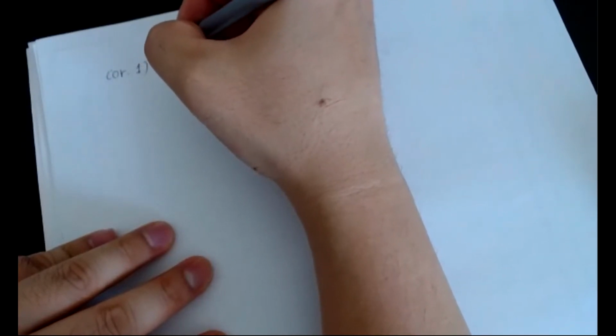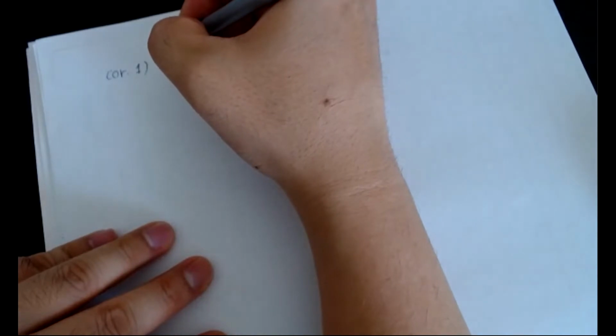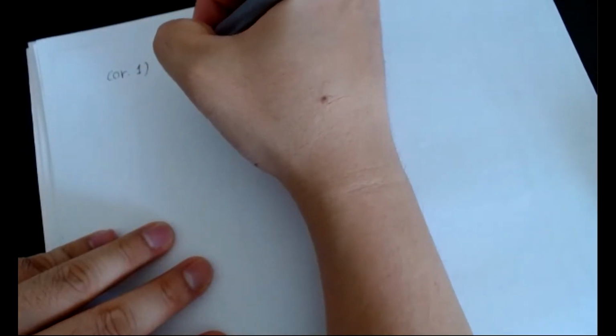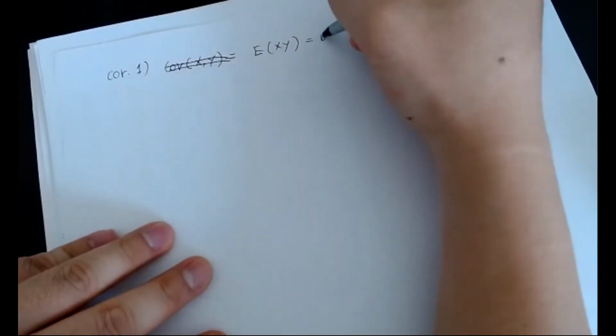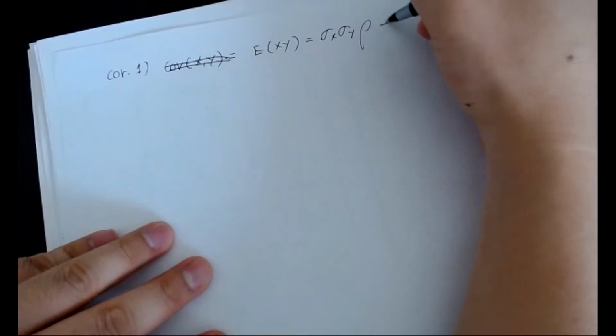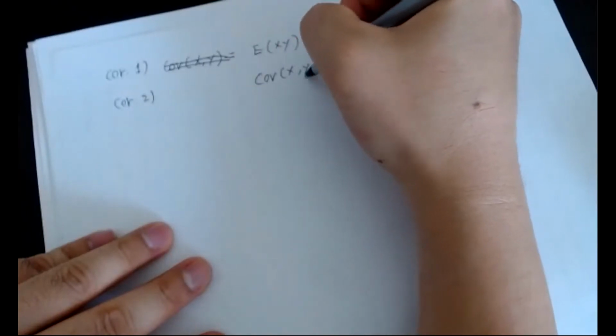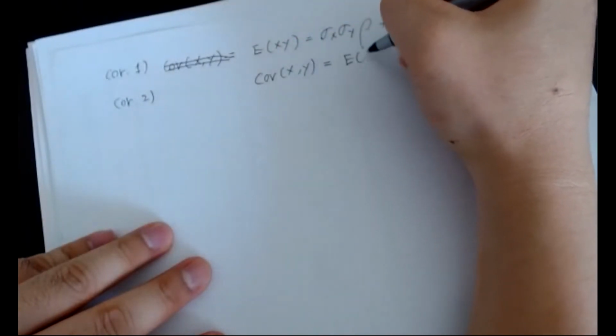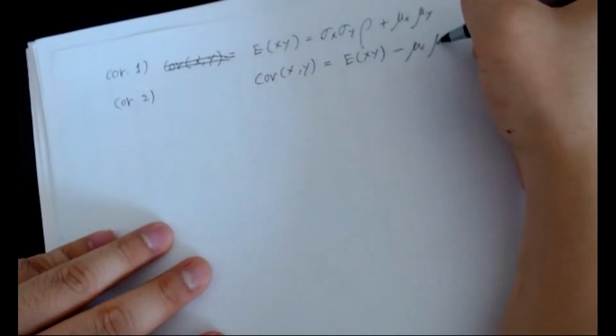Corollary one was, well, not this one, I'm sorry. E of XY is equal to sigma x, sigma y, rho, plus mu x, mu y. Corollary two was covariance of X comma Y is equal to E of XY minus mu x, mu y.